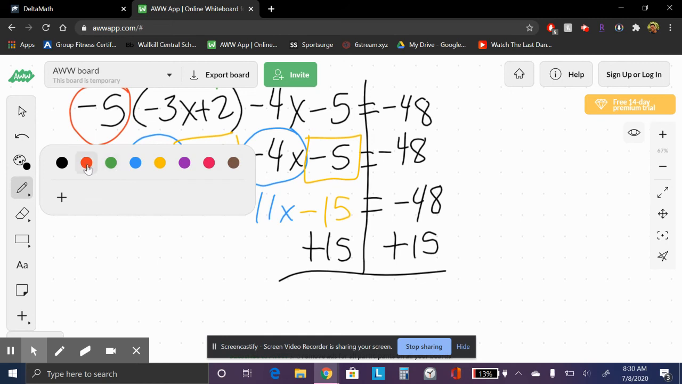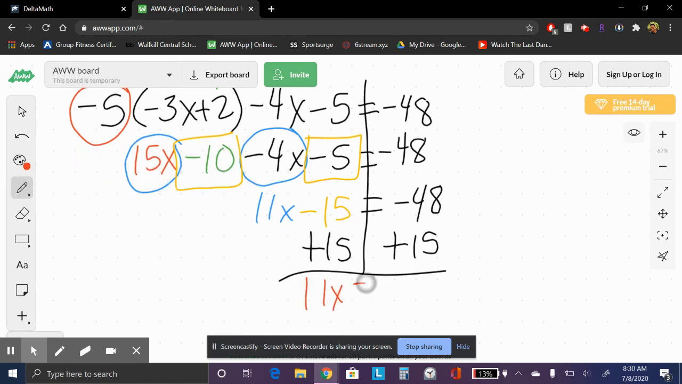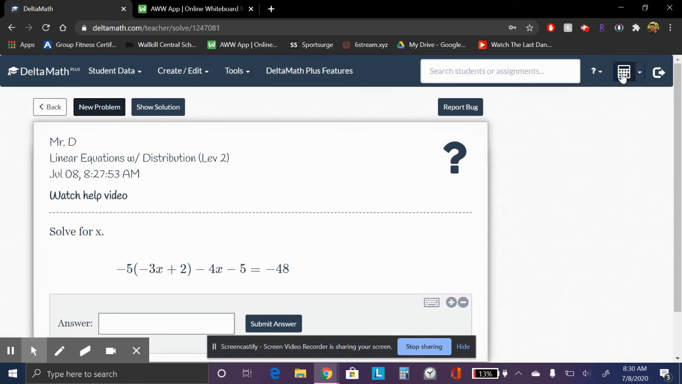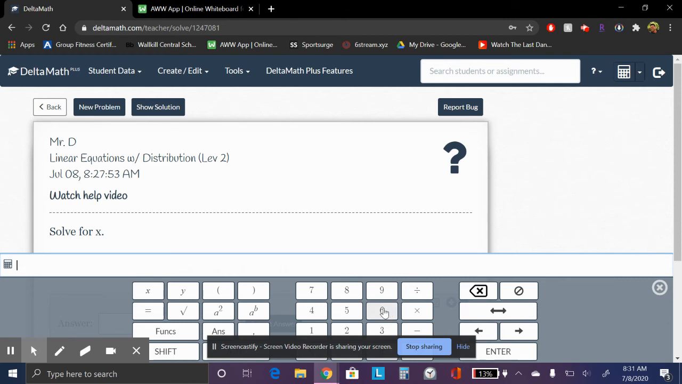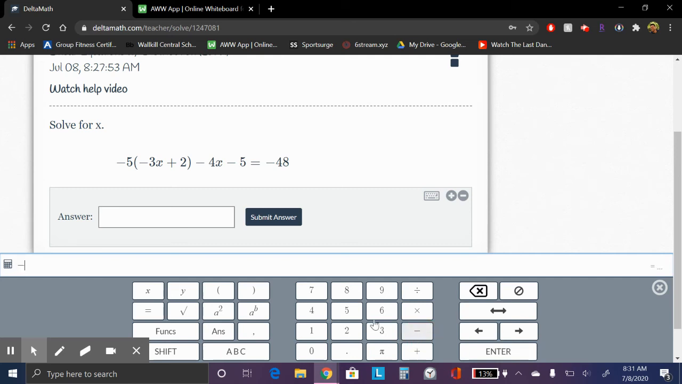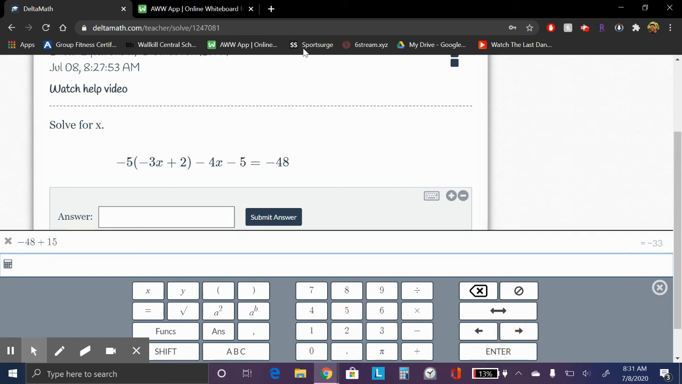So I get 11x is negative 48 plus 15, which is, we can use a calculator for that. So if you notice up here, this will be our familiar calculator that we're going to use. Negative 48 plus 15 is negative 33, right there. Bam.